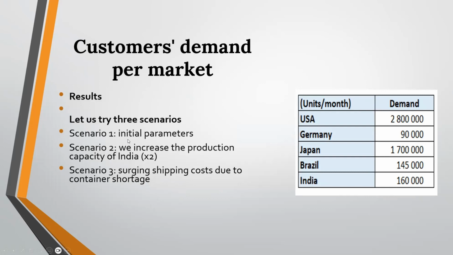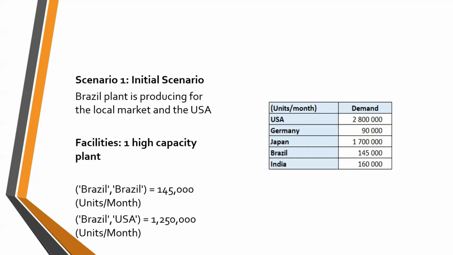So next we have the customer demand per market scenario. There are three scenarios. We initialize the parameters. In scenario 2, we increase the production in India. Then scenario 3 has surging cost due to container shortage. So here USA demand is this much, Germany demand is this much, Japan demand is this much, and India demand for each country is this much. So now we substitute those variables.